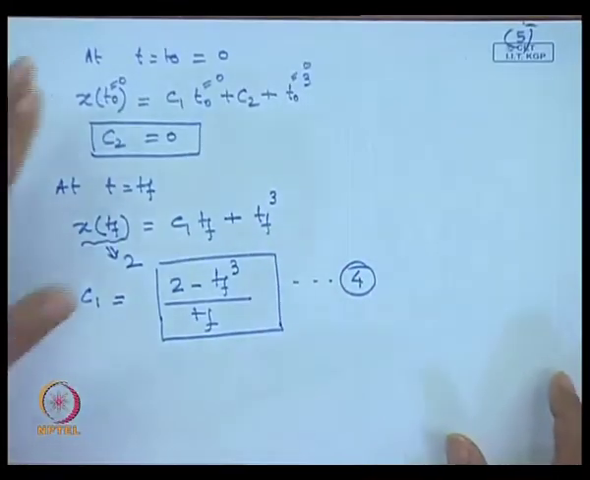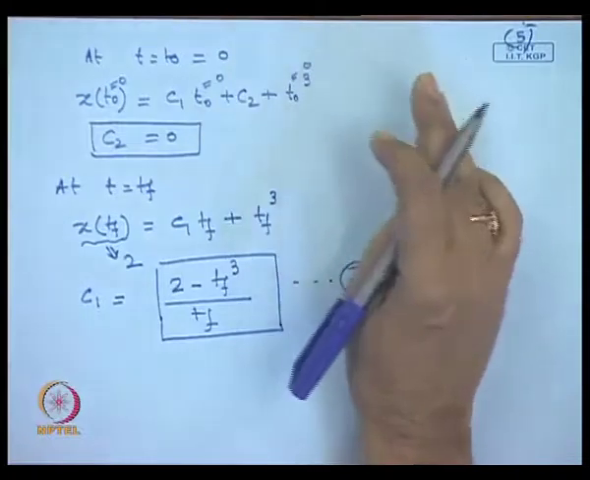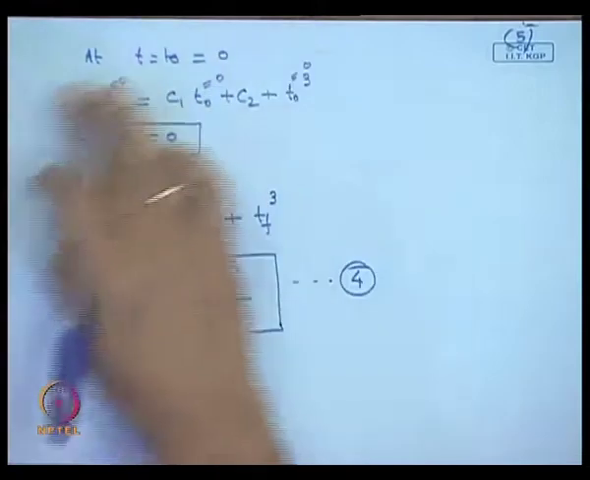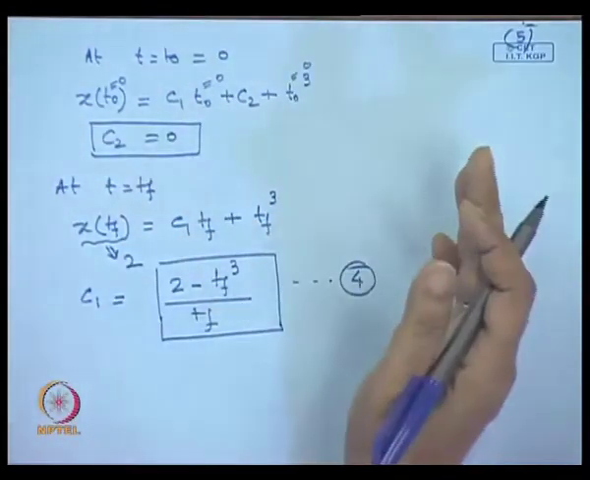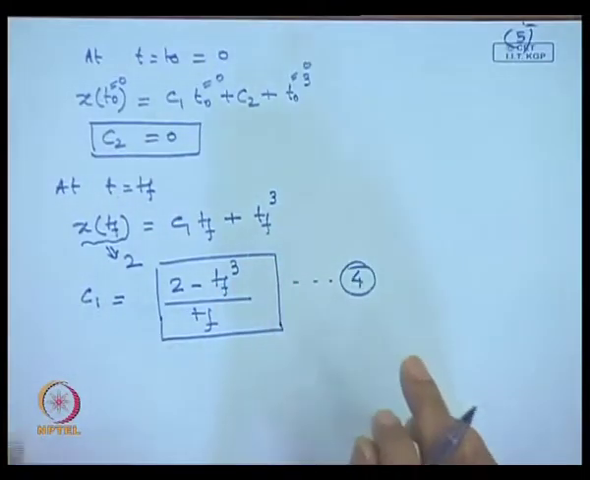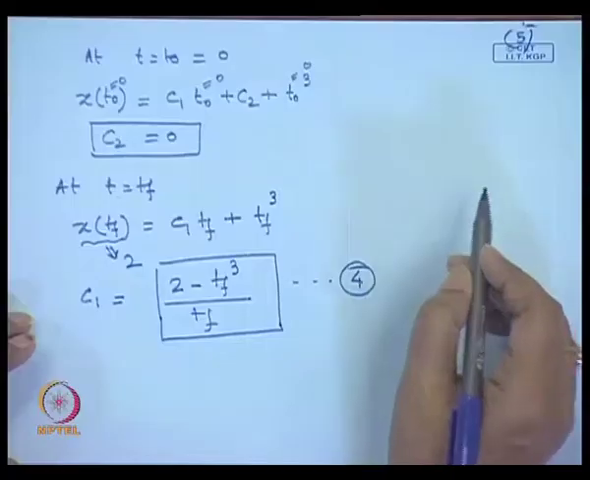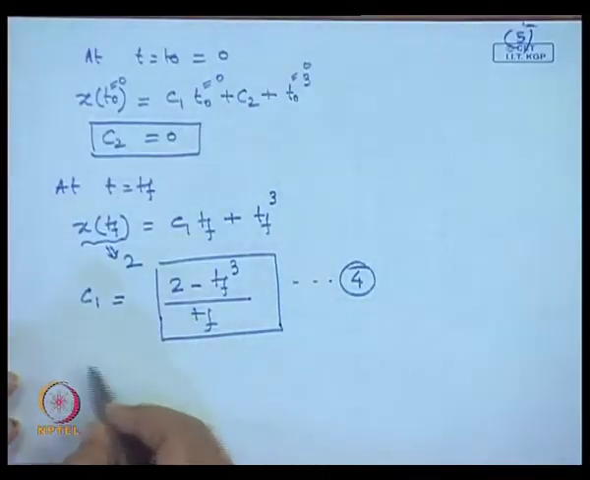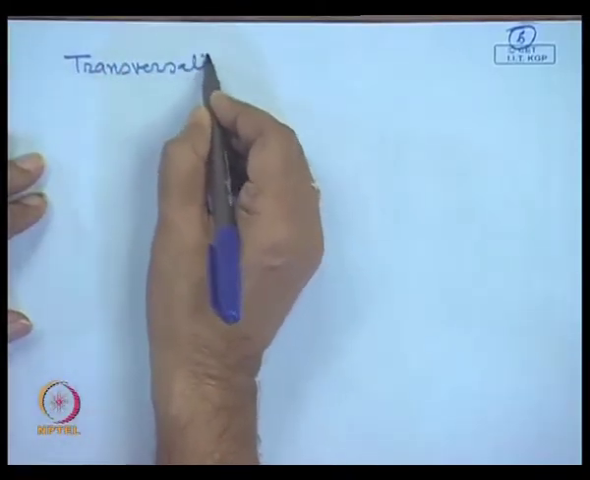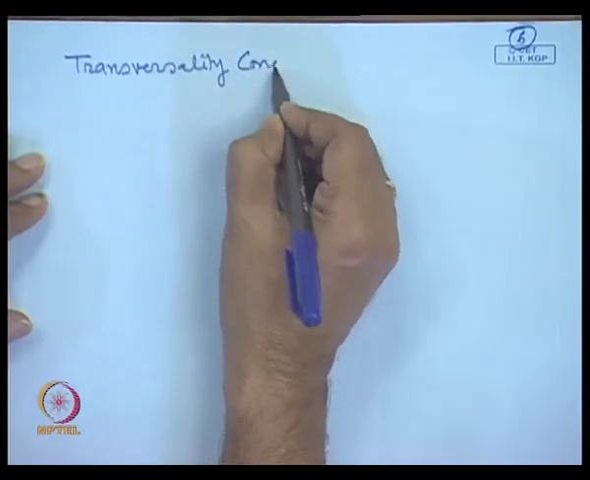So, now this is the condition, that means C 1 value we know, C 2 value we know. So, the description of our optimal trajectory is known, provided T f is known, that is, at what time T f we will reach our x of T f is equal to 2. So, now the transversality conditions come in.